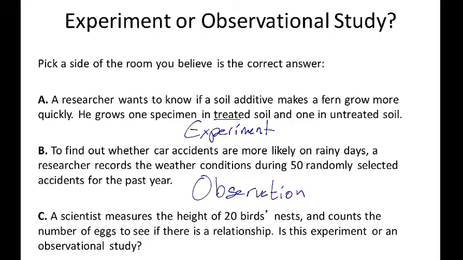Letter C, a scientist measures the height of 20 birds' nests and counts the number of eggs to see if there's a relationship. Is this an experiment or an observational study? This is also an observation for a couple different reasons. First of all, the scientist is not going to be building the nests, nor moving the nest higher up or lower down in a tree or putting random eggs in there. They're not changing anything. They can't change anything. That would be bad if they did. So that is simply an observation.